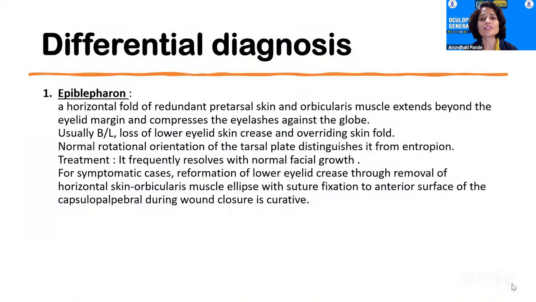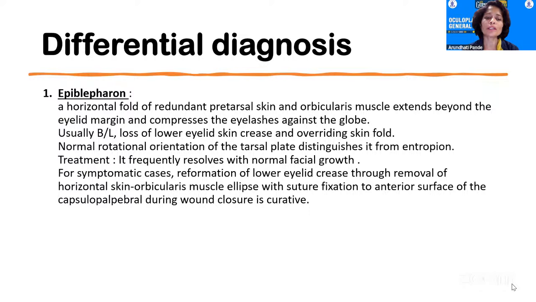So what are the differentials for entropion? As Dr. Preeti mentioned, the epiblepharon. A horizontal fold of redundant pretarsal skin and orbicularis muscle extends beyond the eyelid margin and compresses the eyelash against the globe. Usually bilateral, with loss of lower eyelid skin crease and overriding of skin fold. Normal rotational orientation of the lid tarsal plate distinguishes it from entropion. So generally it resolves with normal facial growth, so nothing should be done.